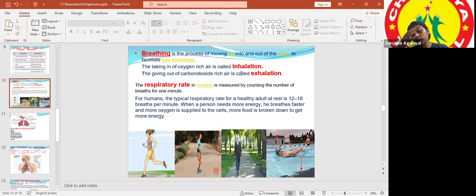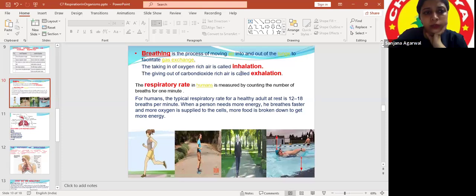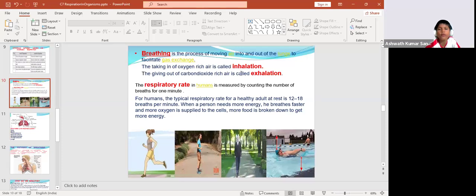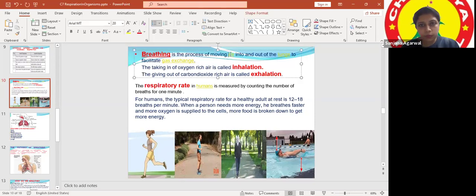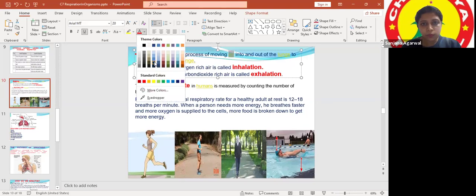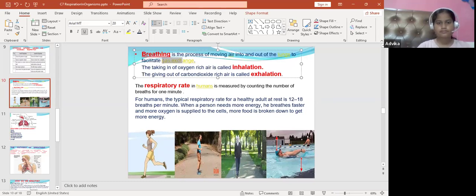Ma'am, in breathing after, is the process of moving. After the process of moving, which word is there? Air. Process of moving air. Done, ma'am. To facilitate gas exchange.